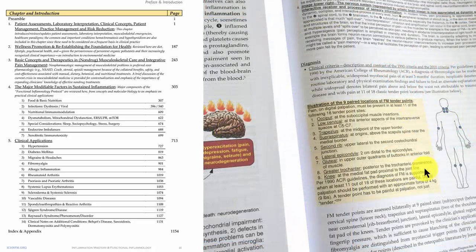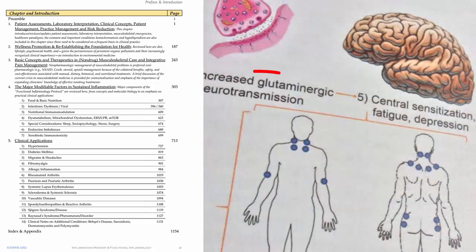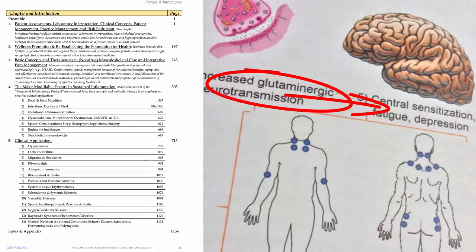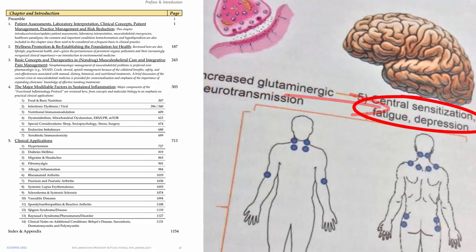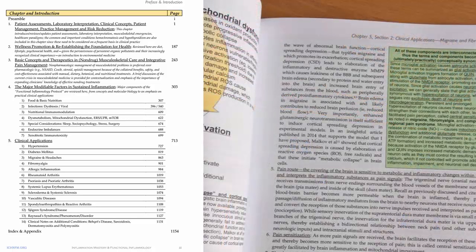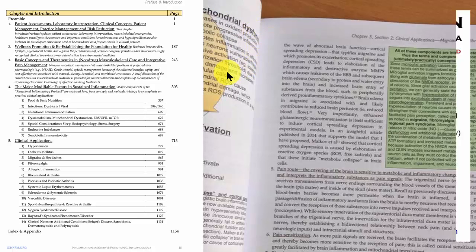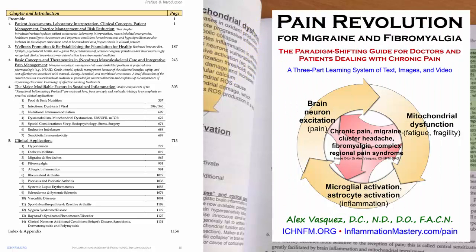You can see here that I detail fibromyalgia and also the neuroinflammation, which is a cause of the pain and also a consequence of the underlying pathophysiology. Here again you see mention of increased glutaminergic neurotransmission, which leads to central sensitization, fatigue, and depression. I provide many original diagrams in the book, and you can see part of a diagram here discussing the role of mitochondrial dysfunction in neuroexcitation, neuroinflammation, and central sensitization.